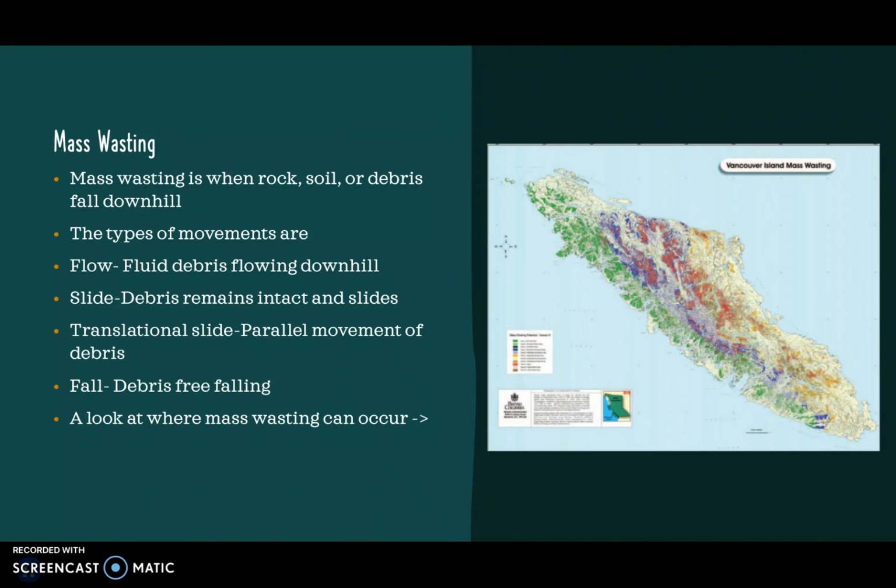Mass wasting. Mass wasting is when rocks, soil, or debris fall downhill. The types of movements are flow, when fluid debris flow downhill. Slide, debris remaining intact and just moving. Translational slide, parallel movements of debris. A fall is debris free falling. A look at where mass wasting can occur in Nanaimo from this lovely diagram.